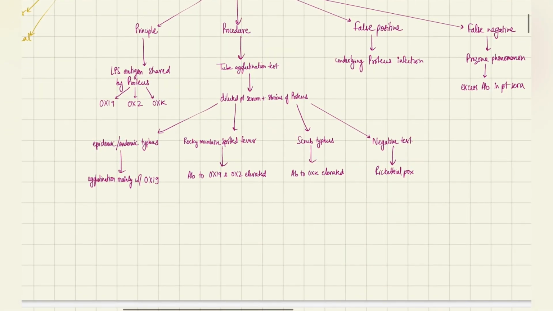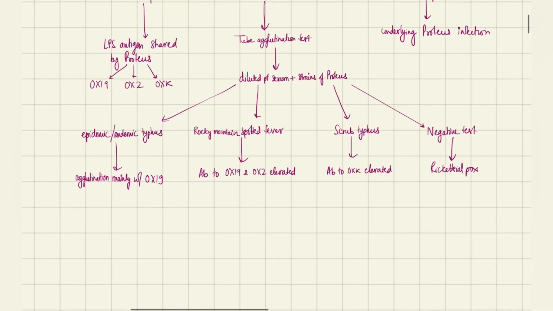Remembering this will really help you. In epidemic and endemic typhus, we have agglutination mainly with OX19. Rocky Mountain spotted fever, OX19 and OX2 antibodies elevated. Scrub typhus, antibody to OXK elevated. A negative test for rickettsial pox.